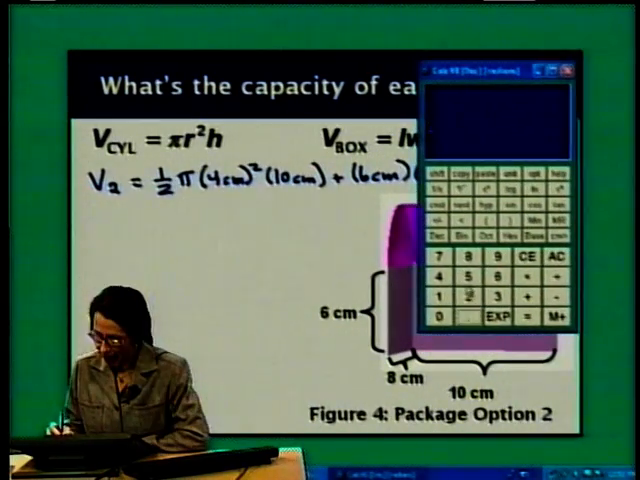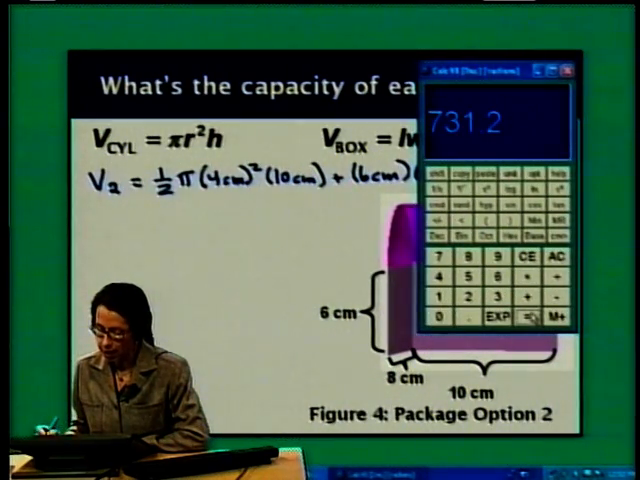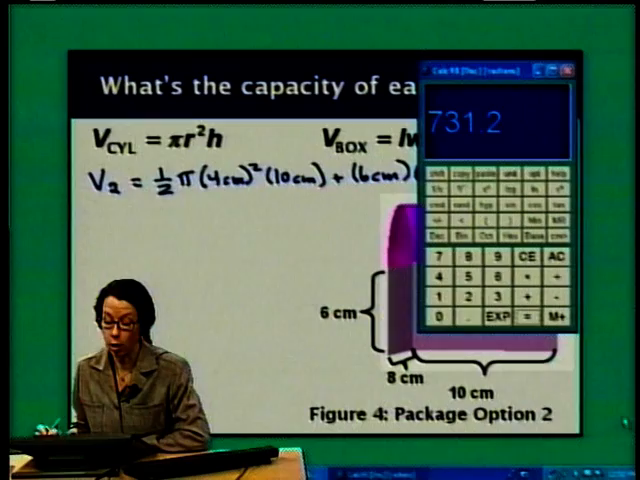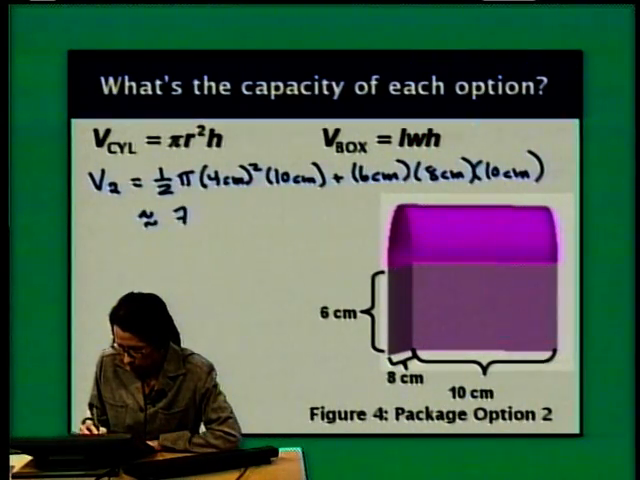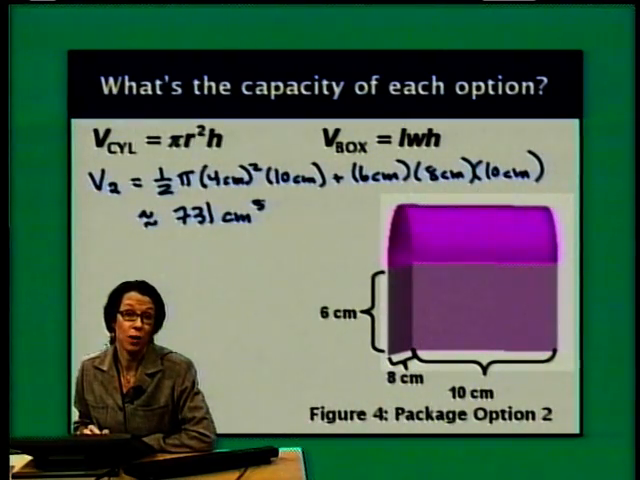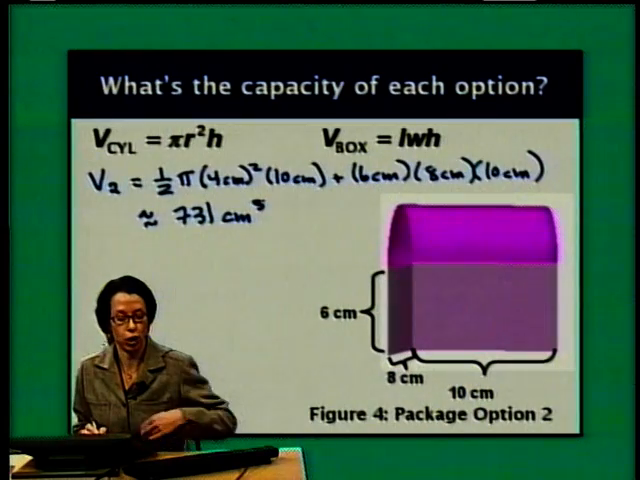So let's calculate this capacity. I have 1/2 times pi times the radius squared times the height of the cylinder, 10, plus 6 times 8 times 10, and that's about 731 cubic centimeters. So now we'll be able to compare the capacities of the two packaging options.